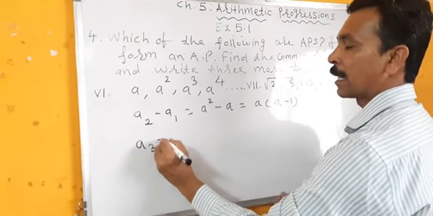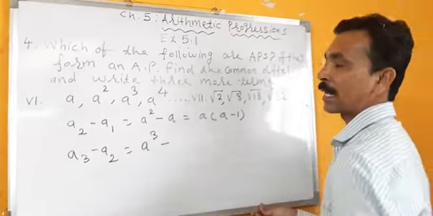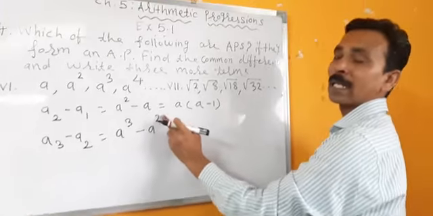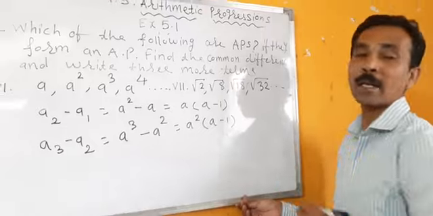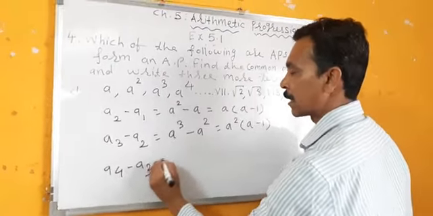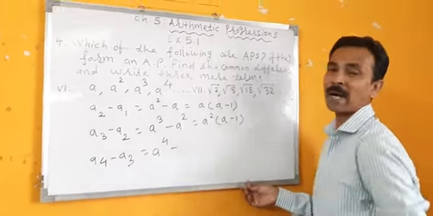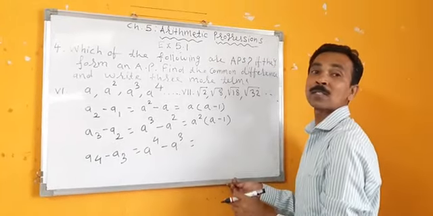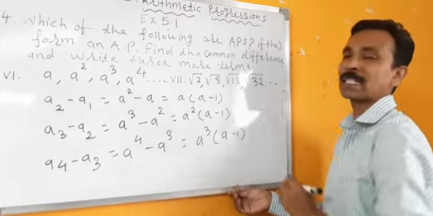Now I will take A3 minus A2. What is A3? A cube minus, what is A2? A square. What is common from A cube and A square? A square is common. What is in the bracket? A minus 1. Now we will take A4 minus A3. What is A4? A raised to 4 minus, what is A3? A cube. What is common from A raised to 4 and A cube? A cube. In bracket, A minus 1 is left.